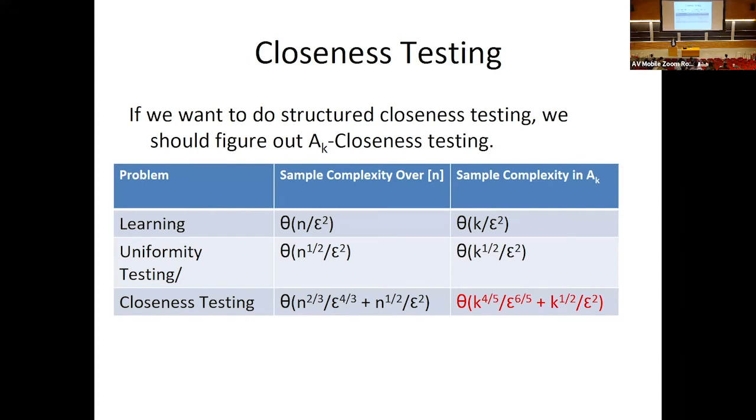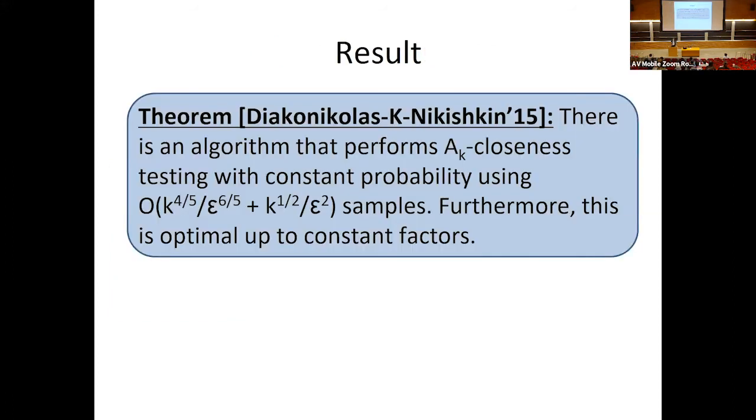No, but I mean, somehow for learning and uniformity testing, you get the same sample complexity that you would get if you knew what the optimal partition was for distinguishing. But somehow when you get to closeness testing, you can't assume that anymore. Somehow it's worse. You actually need to spend more samples to figure out a good enough approximation to that interval. But yeah, so the result is that this is basically sample optimal. You need k to the 4/5 over epsilon to the 6/5 plus root k over epsilon squared.